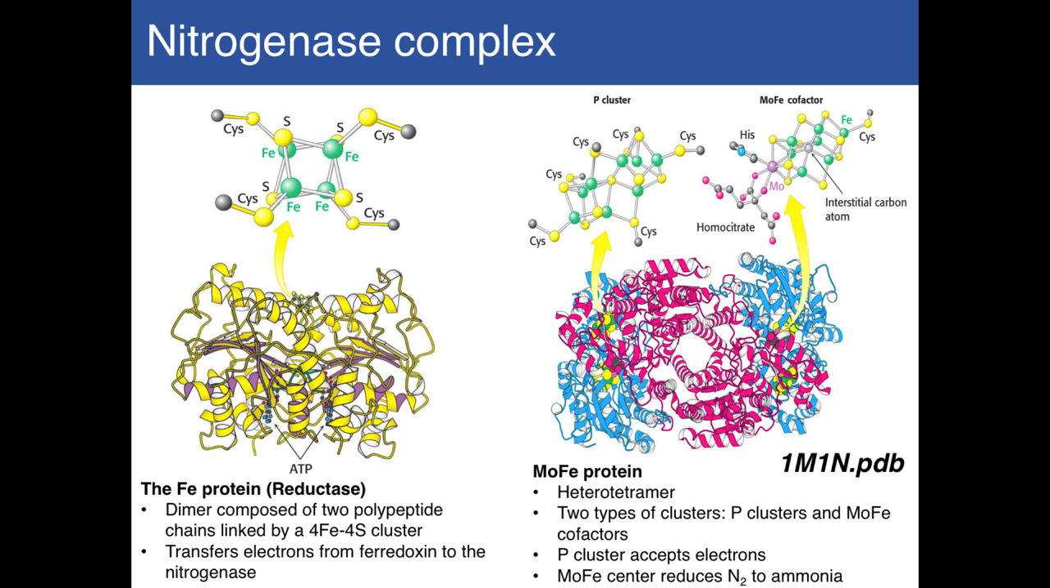And those 2, there's 4 of them. There's 2 clusters inside this tetramer. You can see there's a lot of iron and cysteine in these, a lot of sulfur in there, and that's held together pretty tightly. The P cluster accepts the electrons from the iron reductase, and then the molybdenum iron center reduces the nitrogen to ammonia, and that's what this is.